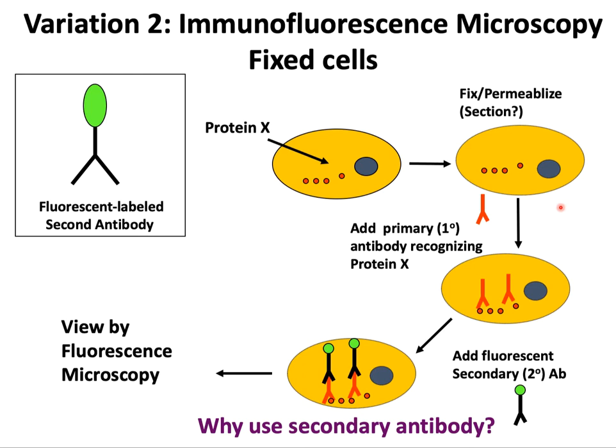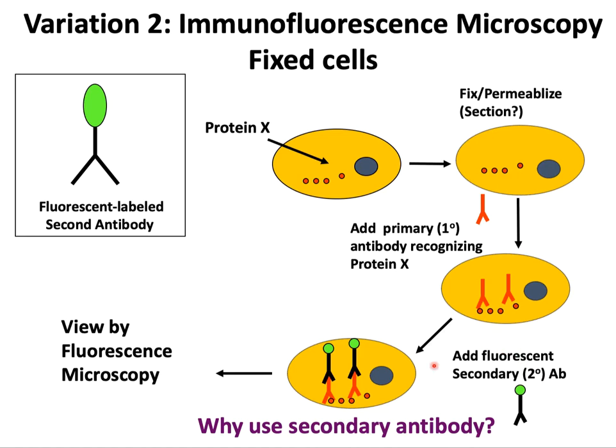Then add antibody that binds specifically to the protein of interest, protein X. And this is called the primary antibody. Since the specimen is permeabilized, the antibody will pass through the plasma membrane and interact directly and bind with protein X. The next step is to add a secondary antibody.